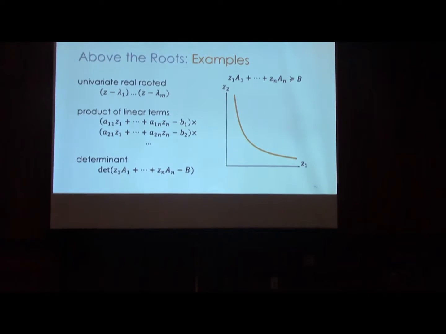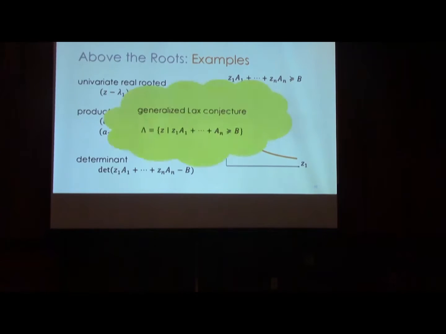Well, I mean, so here B only needs to be symmetric. It doesn't have to be PSD. You could think of it as a shift. So replace zi's by zi plus constants.